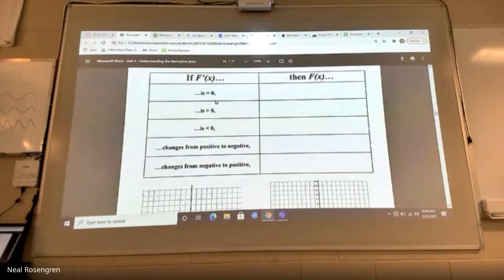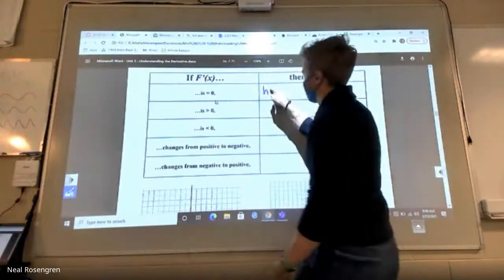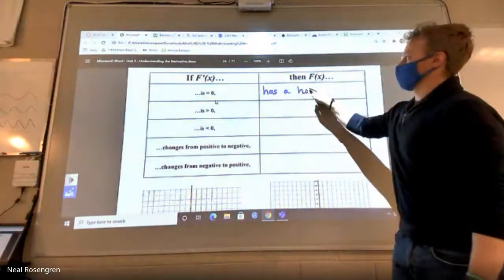So if the derivative is 0, and I don't know why they capitalize F there. I don't know what the purpose in that is. But if the derivative is 0, what do we know about f of x? I think they're saying, okay, like here is one spot, like here's an x or 2 or 3 or 4 or however many there are. And when you plug those x's in, you get 0. What do we know guaranteed about the function at each of those spots? Good. Then f of x has a horizontal tangent.